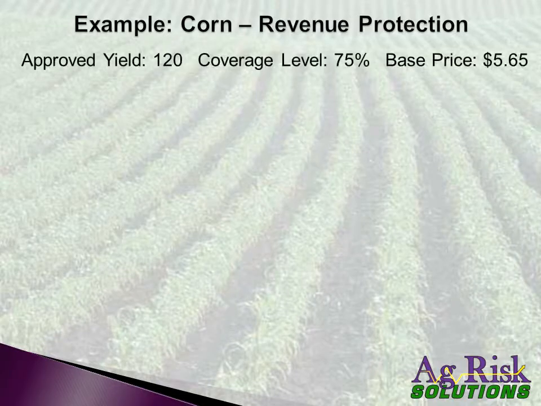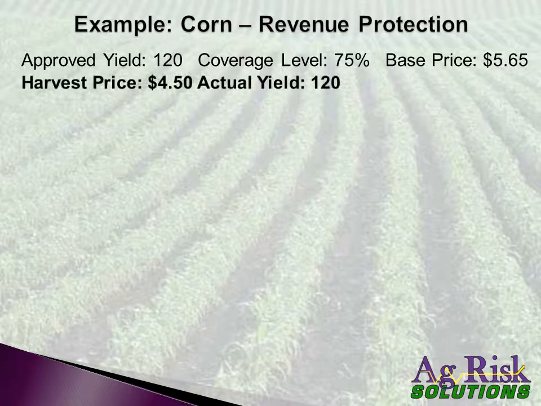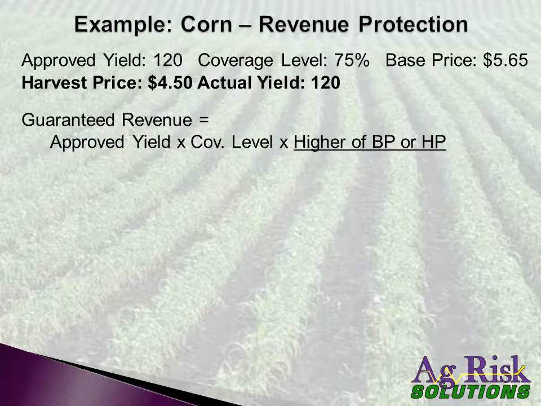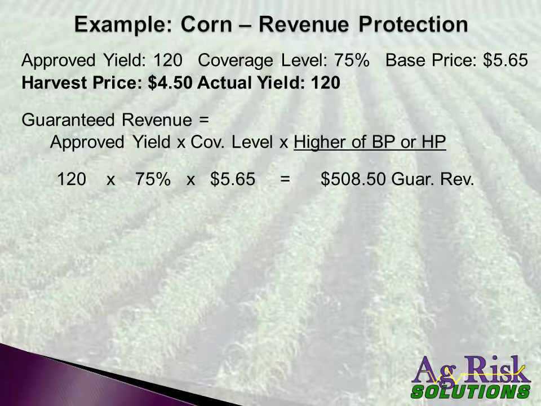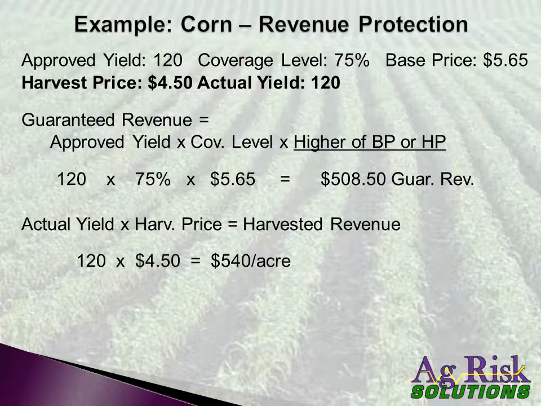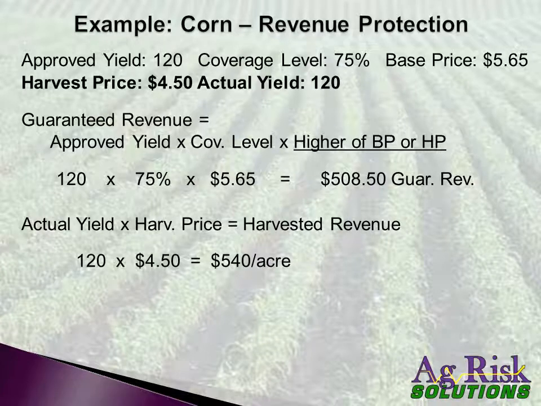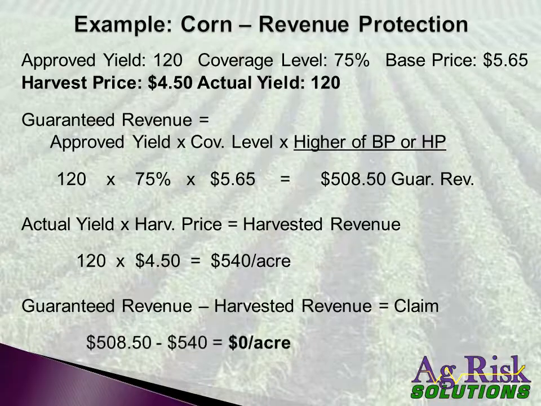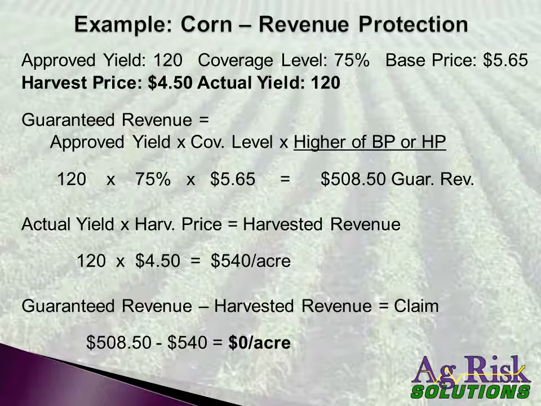So our final example, we're going to start with the same situation, but we're going to look at a harvest price of $4.50 and an actual yield of 120 bushels. So an actual yield that is right at our approved or average yield. So guaranteed revenue is calculated the exact same, $508.50 per acre. Our harvested revenue is going to be our 120 bushel average yield times our $4.50 harvest price, gives us a harvested revenue of $540 per acre. To calculate the claim, we take our guarantee, subtract off our harvested revenue, which in this case exceeds the guaranteed revenue, and our claim then is $0.